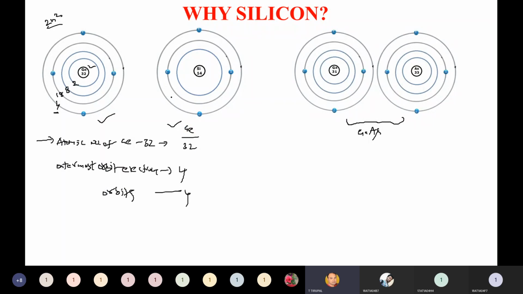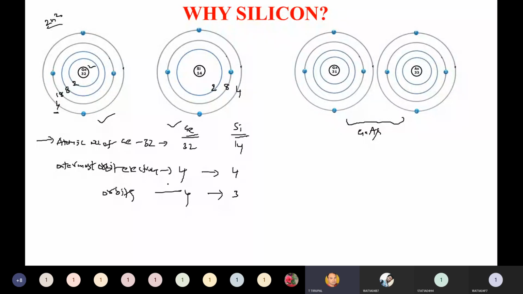Now compare with silicon. What is the atomic number of silicon? 14. How many electrons are present in the first orbit? 2. How many in the second orbit? 8. 8 plus 2 is 10. How many remain? 4. So how many electrons are present in the outermost orbit? 4. How many orbits? Only 3. So this is for germanium and this is for silicon. This is the atomic number and this is the number of electrons, 4 in the outermost orbit. Orbits are 4 and 3 here.